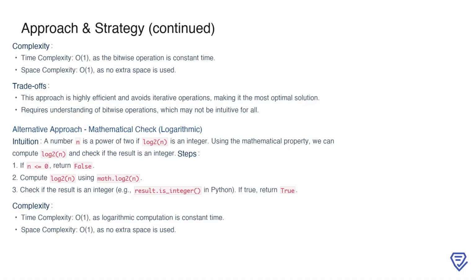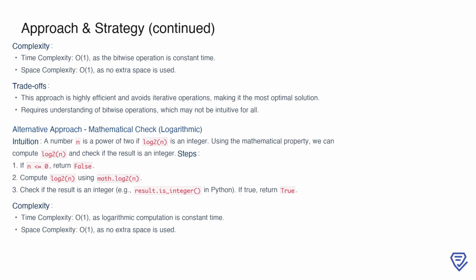The bitwise manipulation approach is not only elegant but also highly efficient. Its time complexity is O(1), since the bitwise operation is performed in constant time, and its space complexity remains O(1), as no extra memory is required. This makes it a robust solution. However, it assumes familiarity with bitwise operations, which might not be immediately intuitive for everyone.